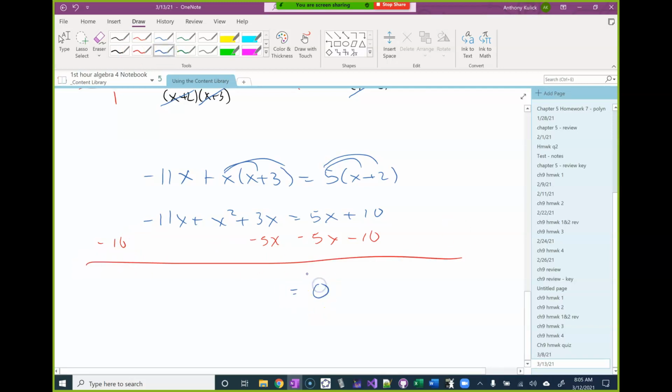So on this side, we have 0. For here, we have x squared. 3x minus 5x is negative 2x. And I guess really what I want this to be is 5x is what I meant that to be. So 5x gives me, and negative 2x gives me positive 3x.